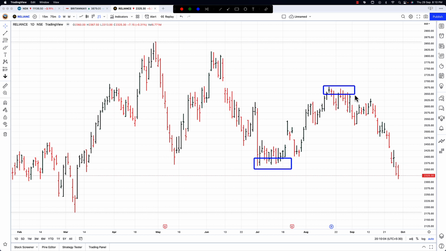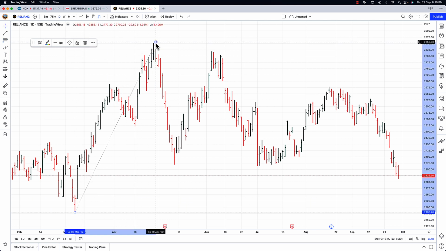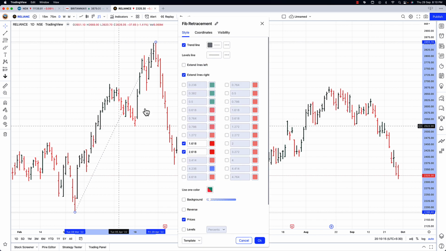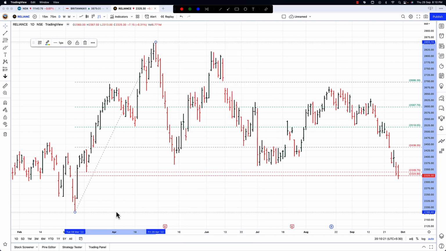Highs and lows are of course used to decide upon, if I'm drawing a Fibonacci retracement, then which low and which high should I take. If I'm drawing a Fibonacci like this, something like this, then which low should I take up? Which high should I take up?